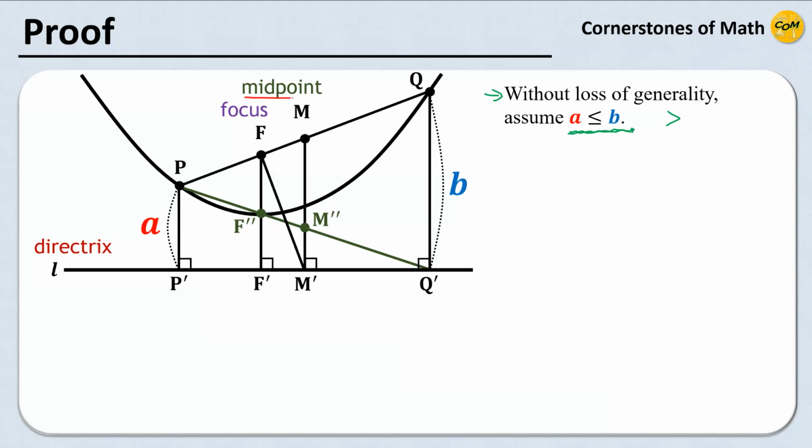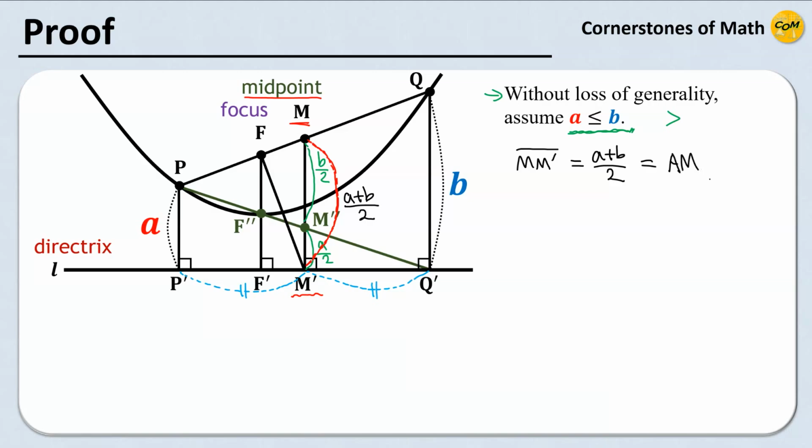Now it's time to make use of the midpoint property related to point M. This means that the foot of perpendicular M' is also the midpoint of line segment P'Q'. Here, by the midpoint theorem of triangles, length MM'' is equal to B over 2 and M''M' is equal to A over 2. Therefore, this length MM' equals A plus B over 2, which is the arithmetic mean.